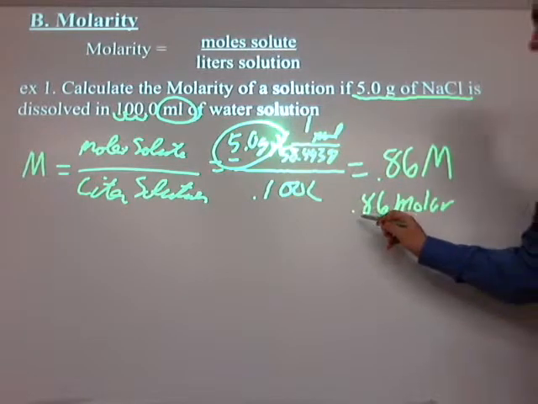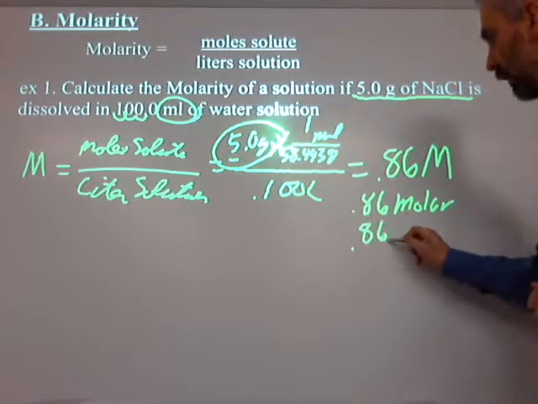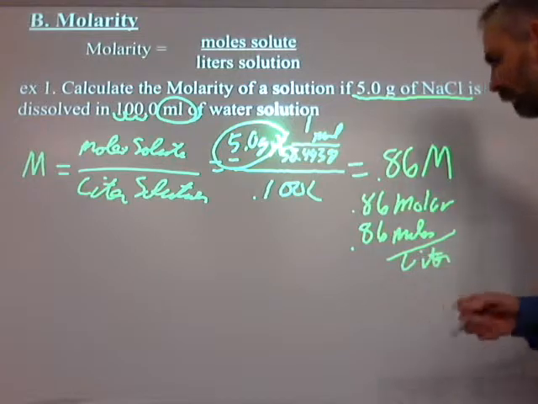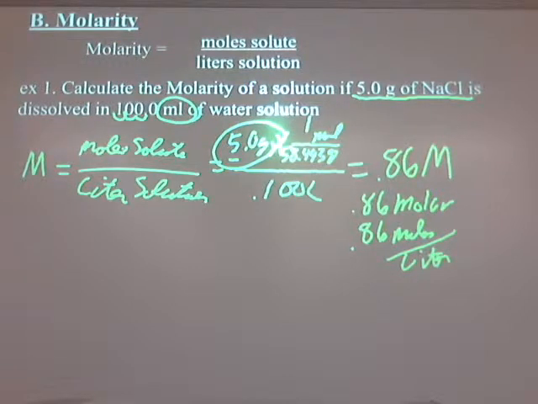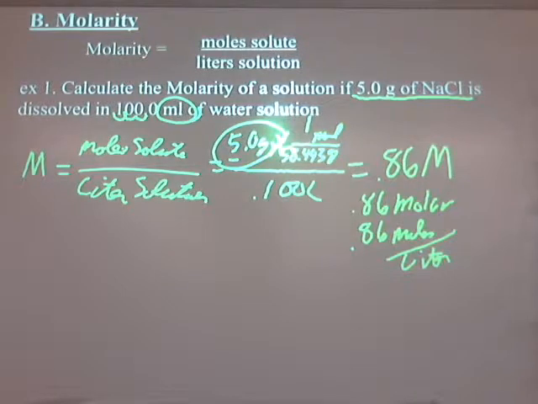All right. And finally, another way you could think of it is 0.86 moles per liter. All of these are the same thing. We're going to learn in Chem 2 that if I put it in brackets, it also means concentration in moles per liter or molar. So there's a lot of ways we write molarity: capital M, molar, moles per liter, or even brackets around that, which in Chem 2 we'll talk about.